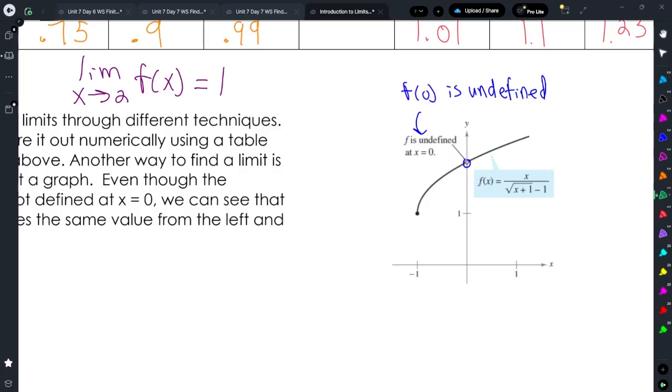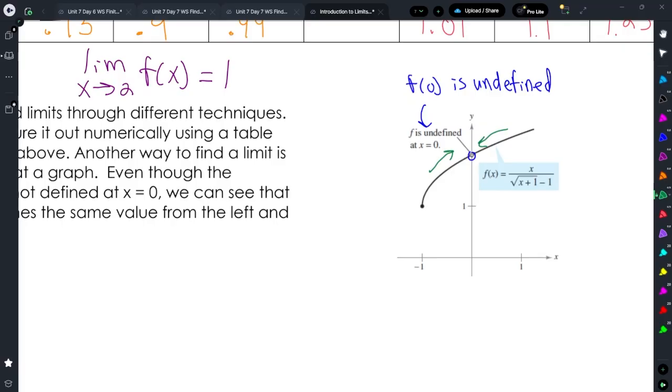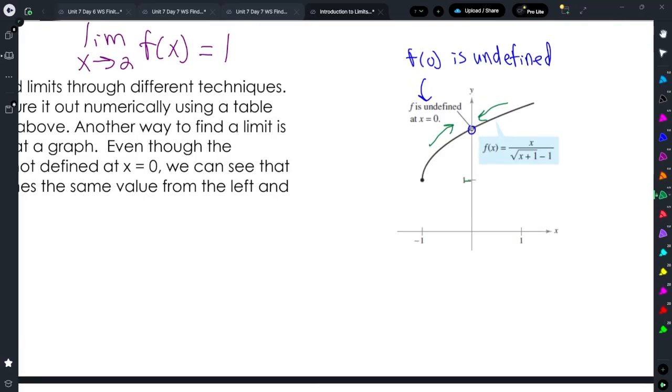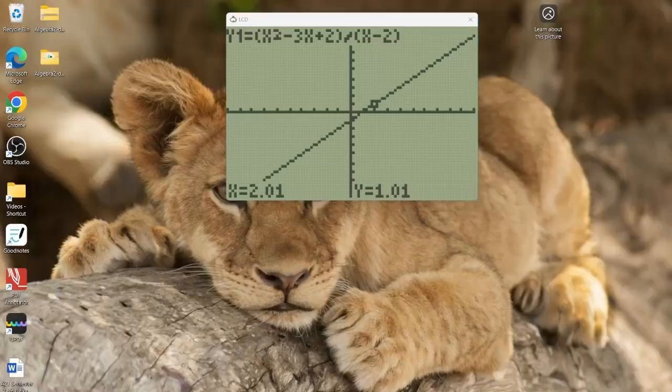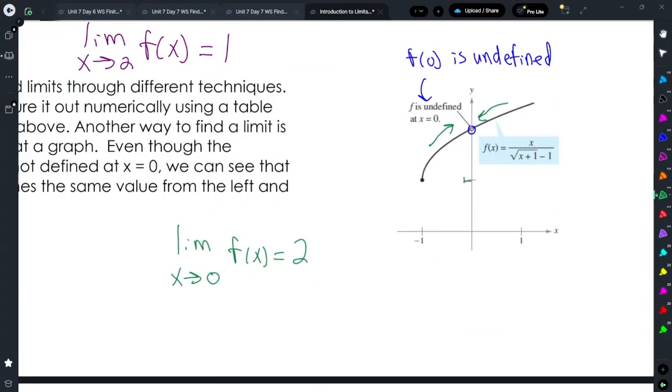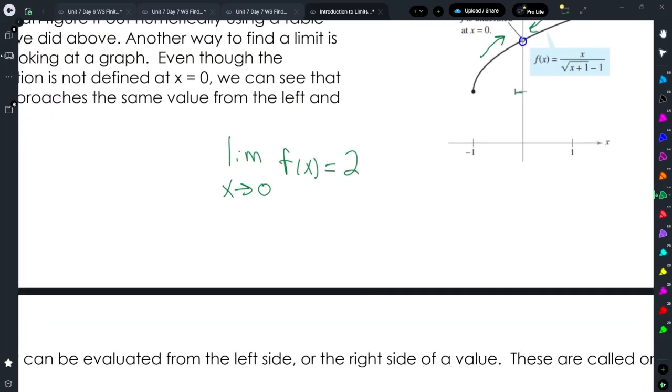What y value does the graph get closer to from the left and from the right? And that y value gets closer and closer to, here's 1 to 2. So you would say that the limit as x approaches 0 of this function f of x is equal to 2. So we're going to focus more on the graphing aspect first.